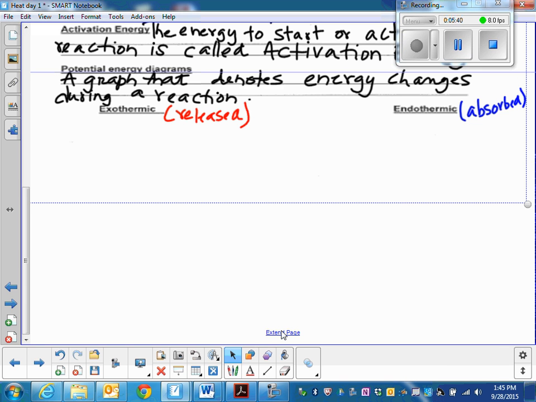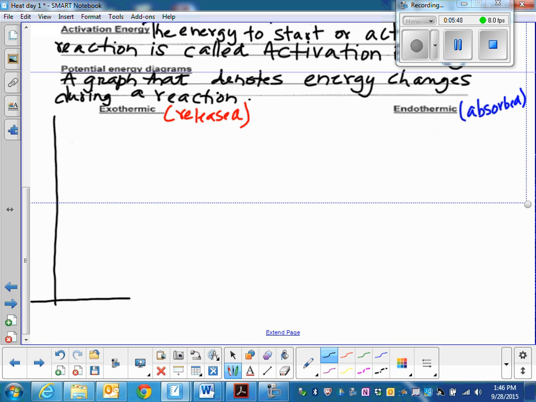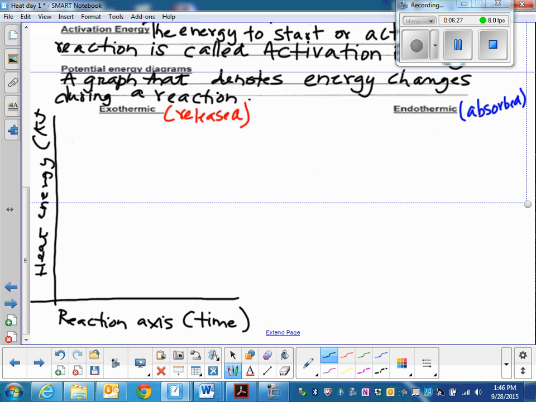Whenever we draw a graph, we need an x and a y axis. Is that right? Now, here is my x axis and that's my y axis. All right? And I'm going to say this is my reaction axis. With time, what is going to happen? My reactant is going to become product. Is that how a reaction takes place with time? And I'm going to have heat energy on my y-axis, and my heat energy is going to be in kilojoules. What is the unit? Kilojoule.